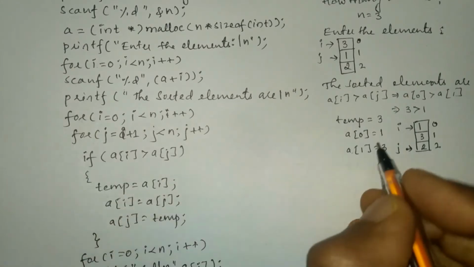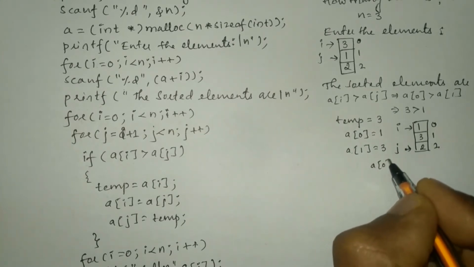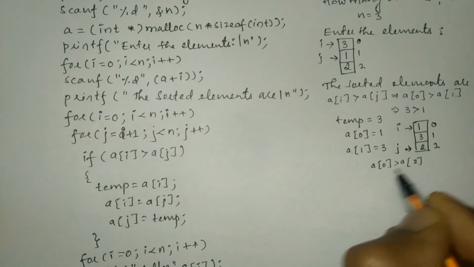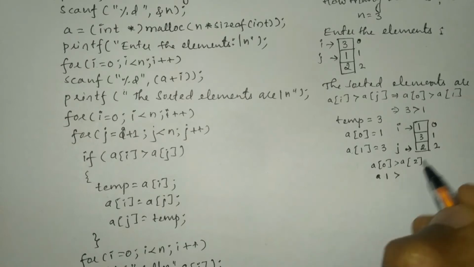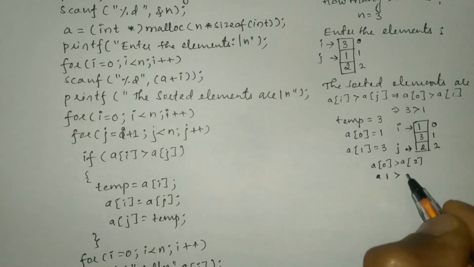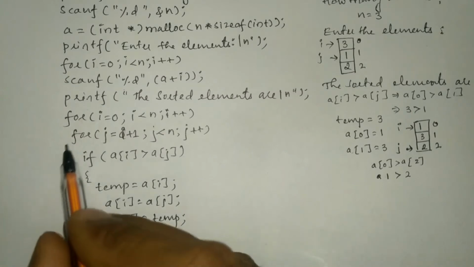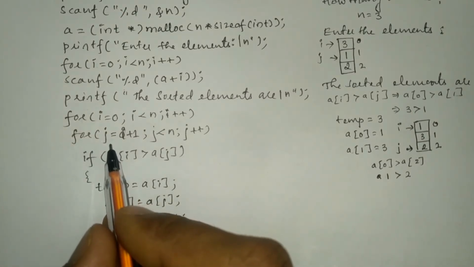If a of i, what is a of i? i is 0, correct? So a of 0 is greater than a of j, which is what? 2, correct? So a of 0 consists of value 1, is it greater than a of 2, which consists of 2? 1 is greater than 2? No, the condition fails. Once the condition fails, these three statements will not get executed. Again, control transfers to the inner for loop by incrementing the value of j by 1. Now what is the j value?